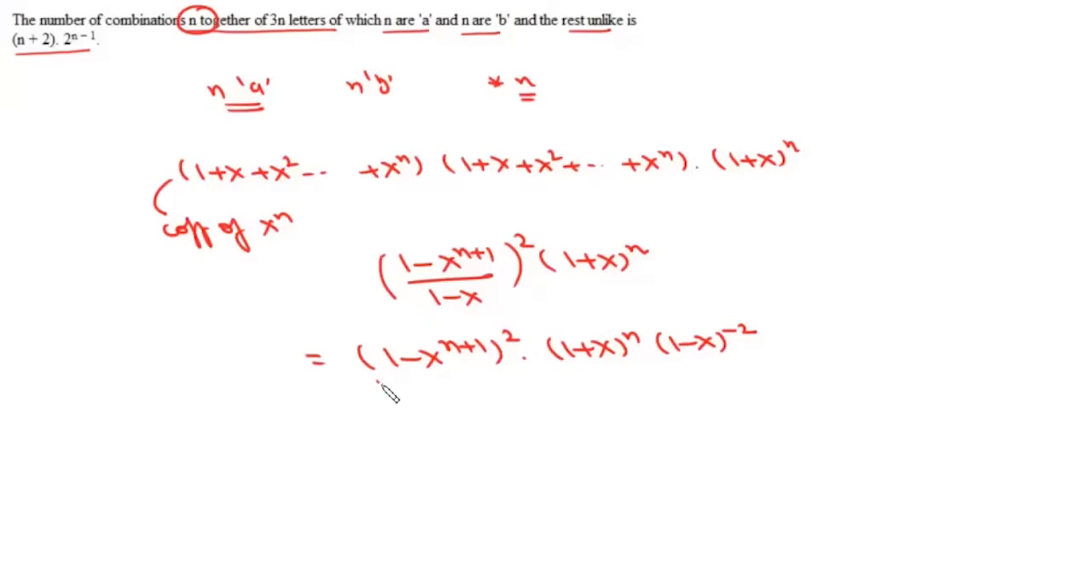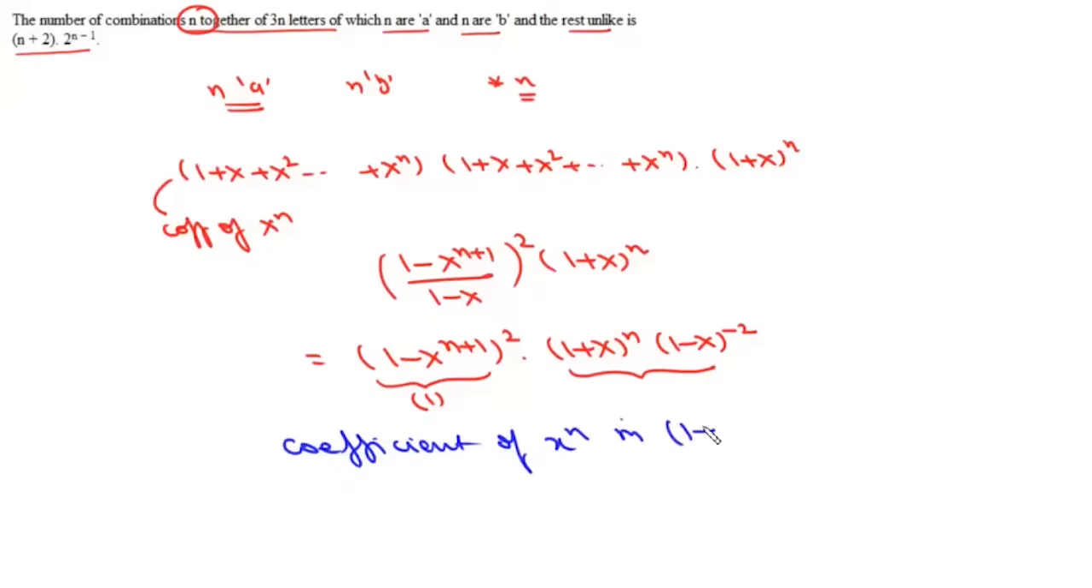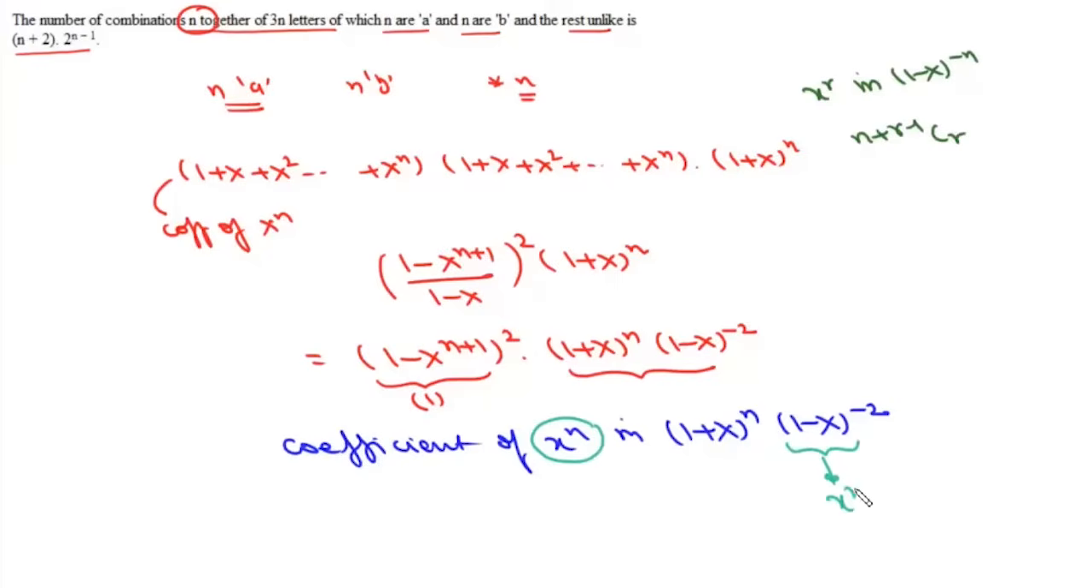Now in this series, it will be 1 and then powers of x will be greater than n. So from here we will only get 1. That means from this product we have to find the coefficient of x to the power n. So it will be the coefficient of x to the power n in (1 plus x) to the power n into (1 minus x) to the power minus 2. Now we'll get the coefficient of x to the power n if we select x to the power r from this series and x to the power n minus r from this series.